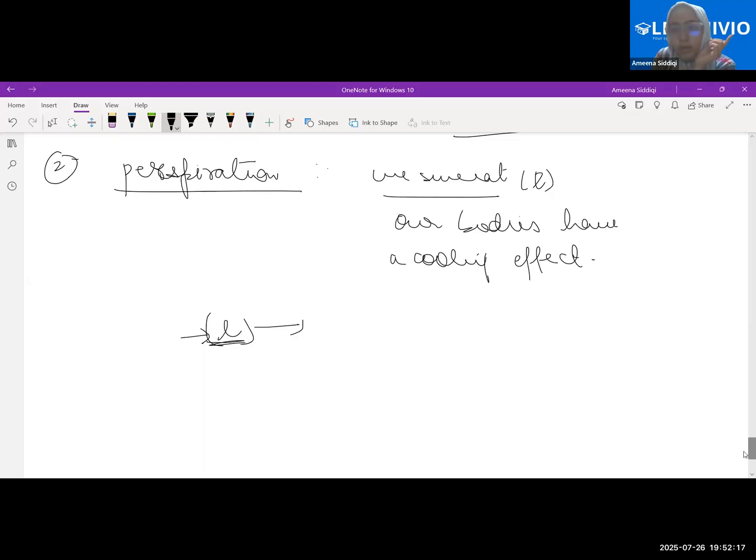Our bodies are losing that heat energy because they are giving it to the liquid particles. Therefore, our bodies experience a cooling effect. This process, which we use to maintain the temperature of our body, and we sweat in order to do so, is called perspiration. Is it clear? Yes, ma'am.